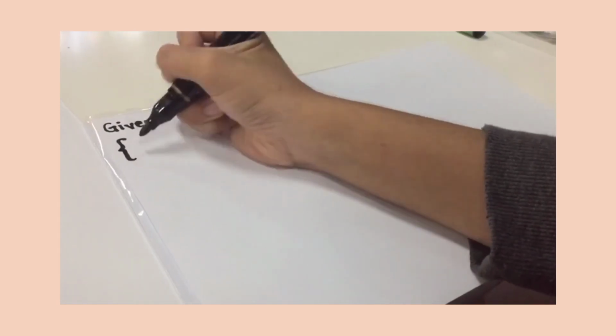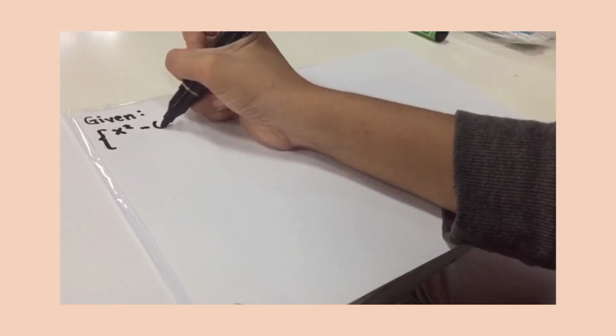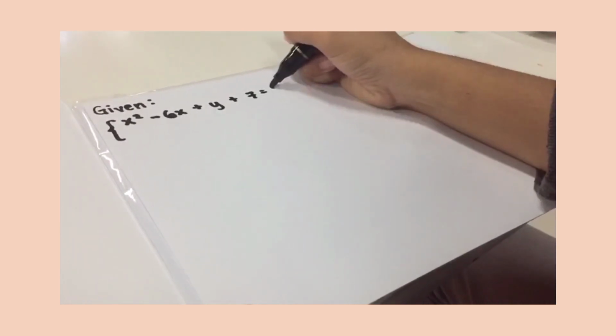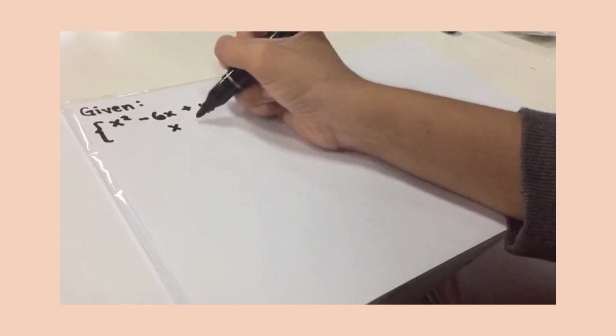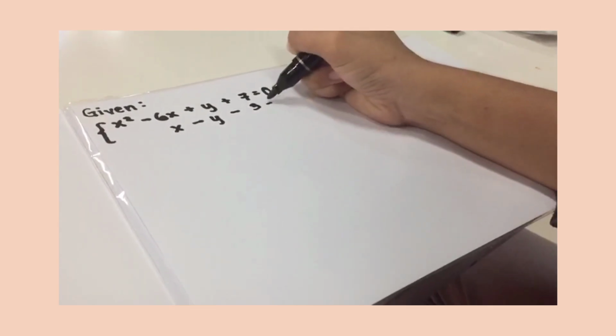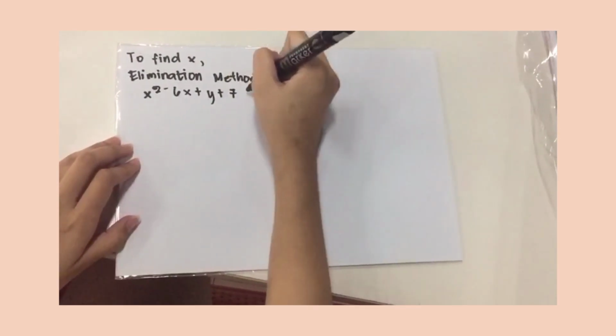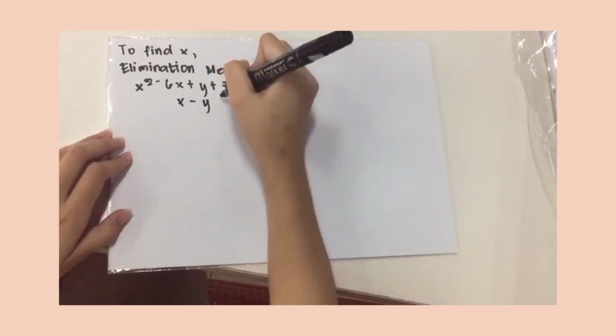Let's start with our given. Our first equation is the parabola x squared minus 6x plus y plus 7 equals 0. And the second is the linear equation x minus y minus 3 equals 0. To find the value of x, we use the elimination method.